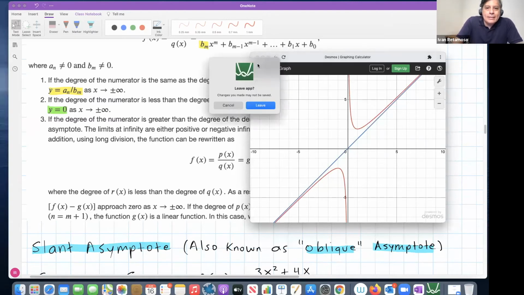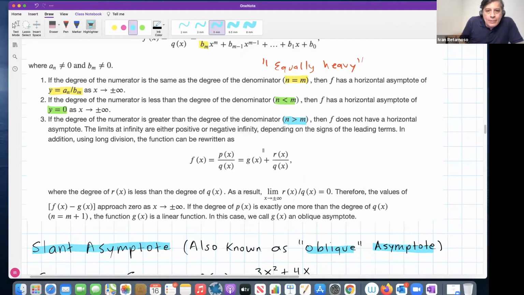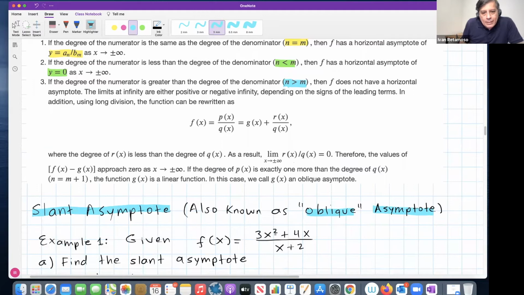All right, so this is what corresponds to the situation when you have a top-heavy rational function. But we will be able to find this slant asymptote when this exponent, the degree of the numerator, is one more than the degree of the denominator. And we will do it via division of polynomials, as is stated here. So I will show you how this works.